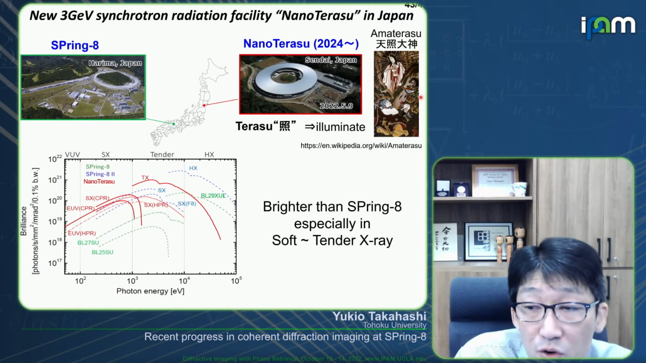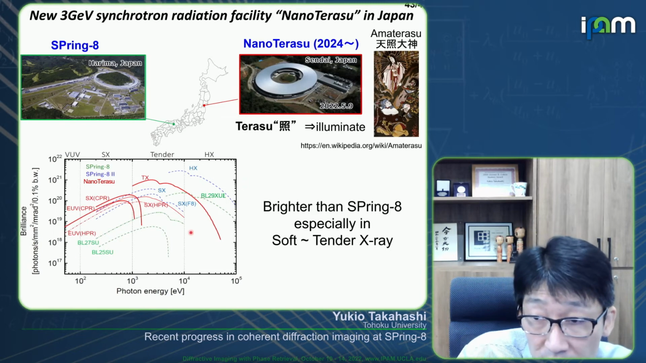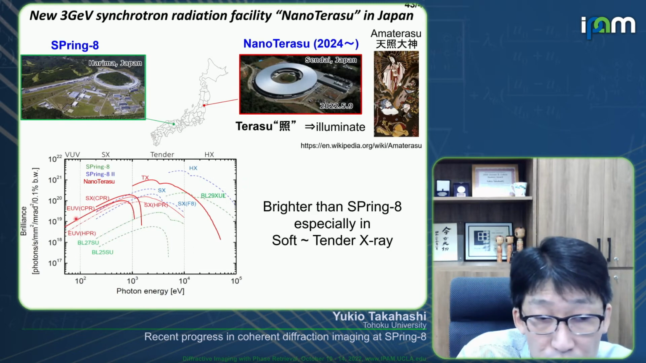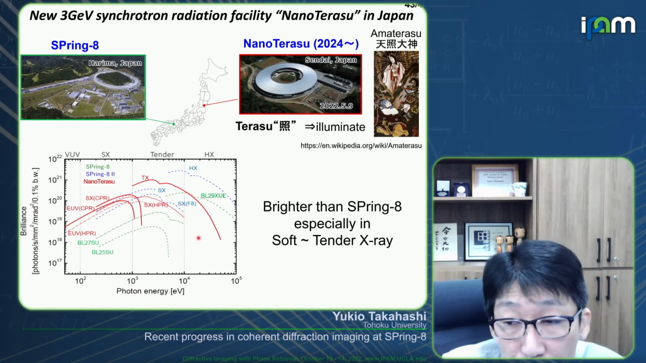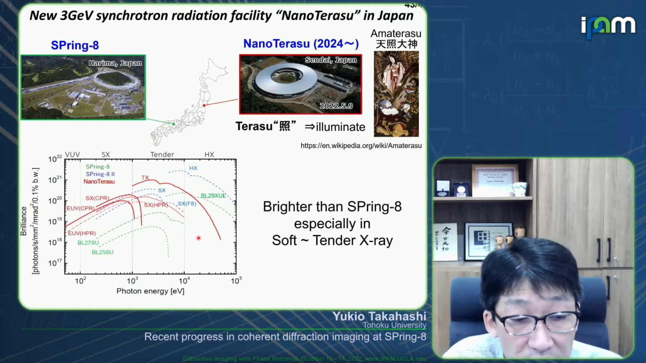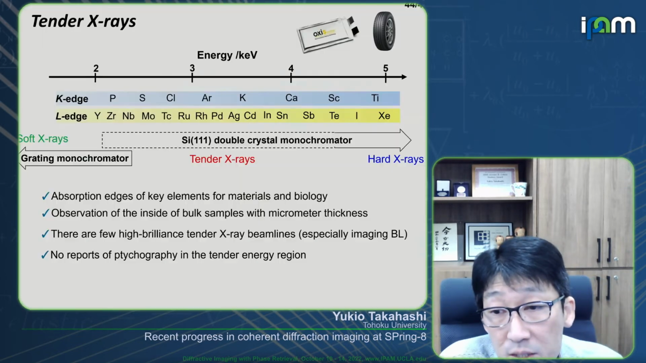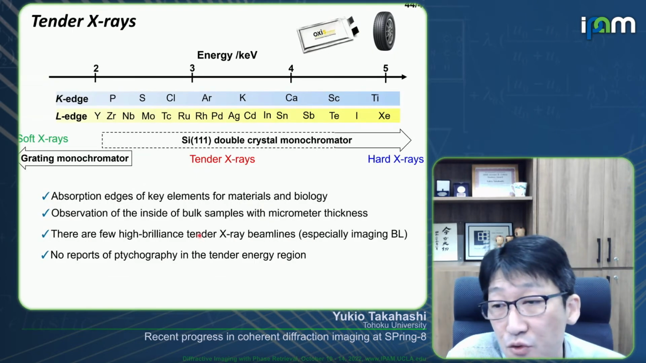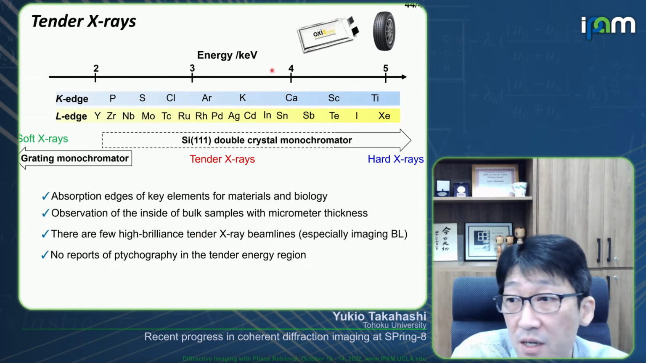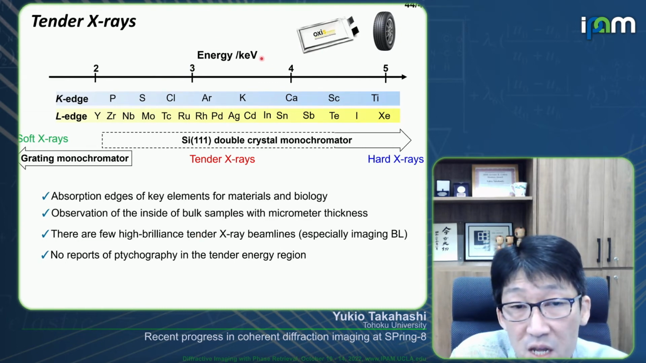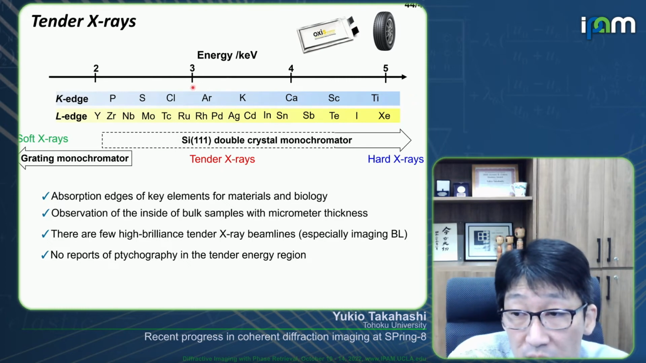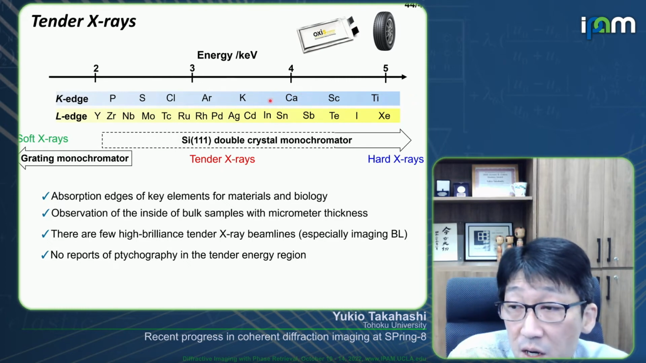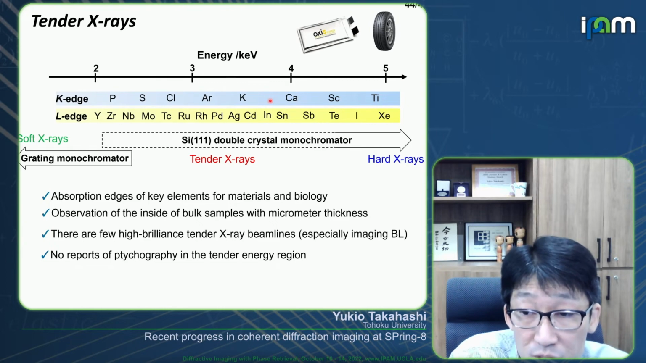So NanoTerasu will provide higher brilliance X-rays in the soft and tender energy ranges compared with SPring-8. In particular, I'm focusing on the use of tender X-rays. Tender X-ray has no clear definition; its photon energy ranges roughly from 2 keV to 5 keV. This energy range includes the absorption edges of many key elements in materials and biology.